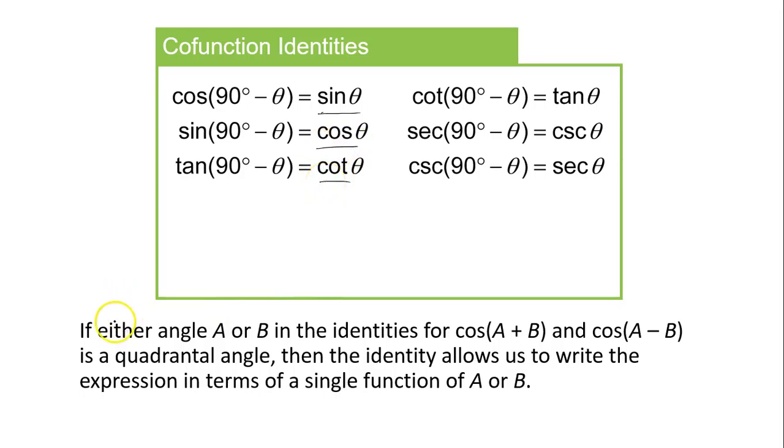trig function. Okay, so here I have, it says if either angle A or B in the identities for any trig function where you're adding or subtracting two angles, if either of those angles are one of your quadrantal angles, so angles like 90, like your cofunction identities, or 180, 270, 360, or any of the coterminal angles of one of those angles, then the identity allows us to write the expression in terms of a single function of A or B, rather than A and B together being added or subtracted.